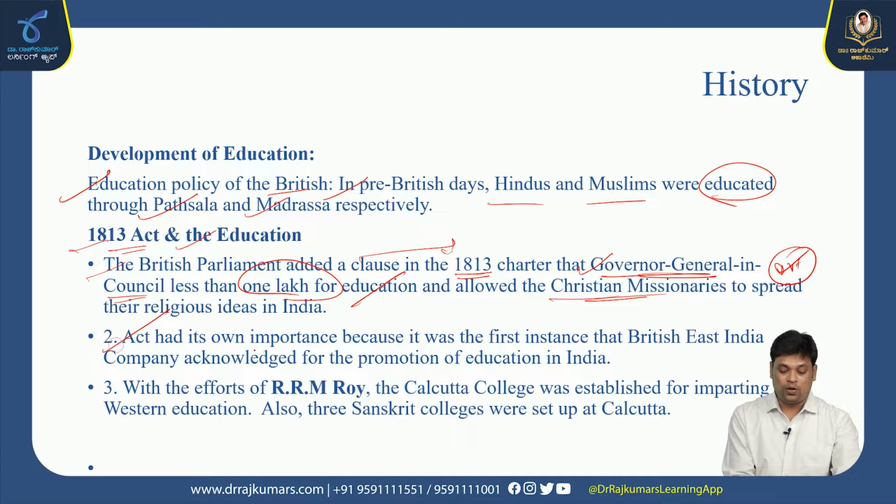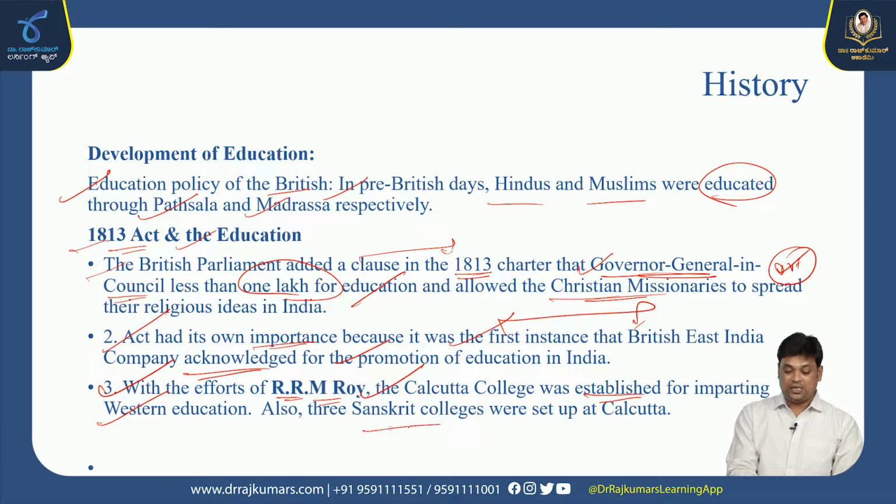The act had its own importance because it was the first time the British East India Company acknowledged the promotion of education in India, for the purpose of extensive administrative activity. With the efforts of Raja Ram Mohan Roy, the Calcutta College was established for imparting Western education. Also, three Sanskrit colleges were set up at Calcutta.